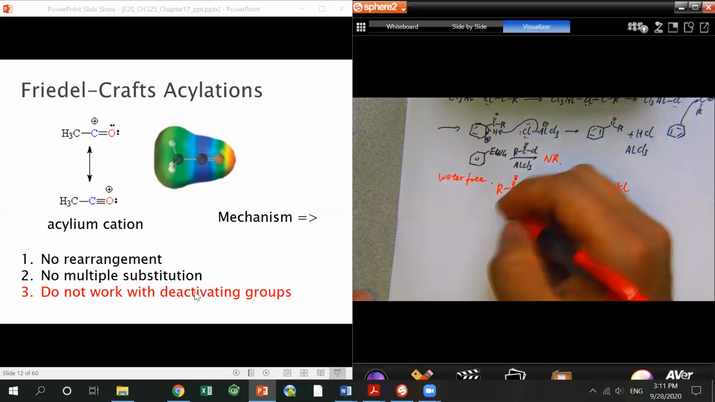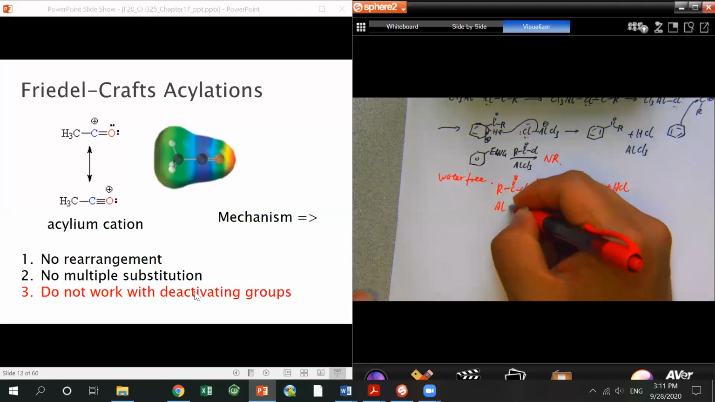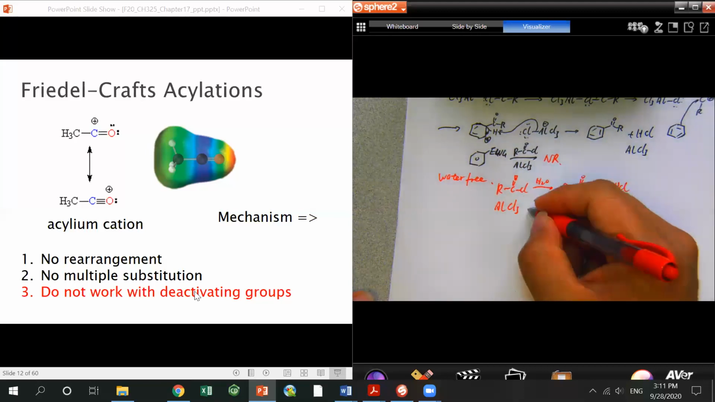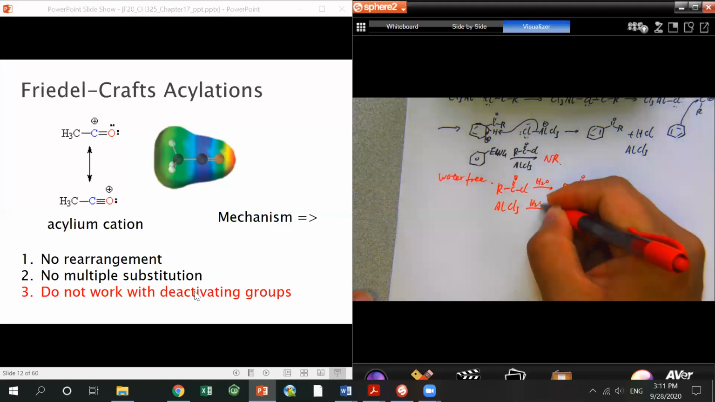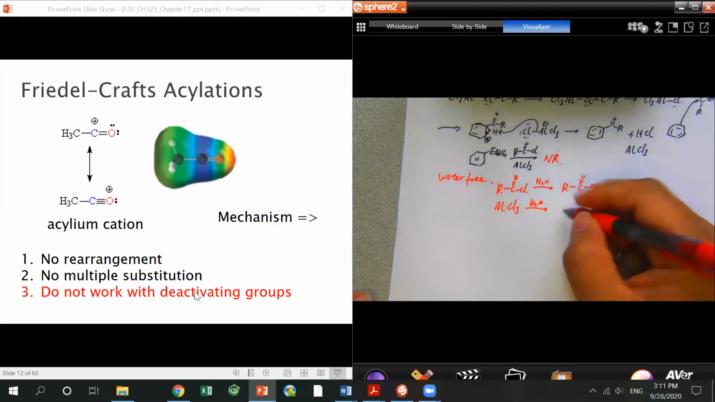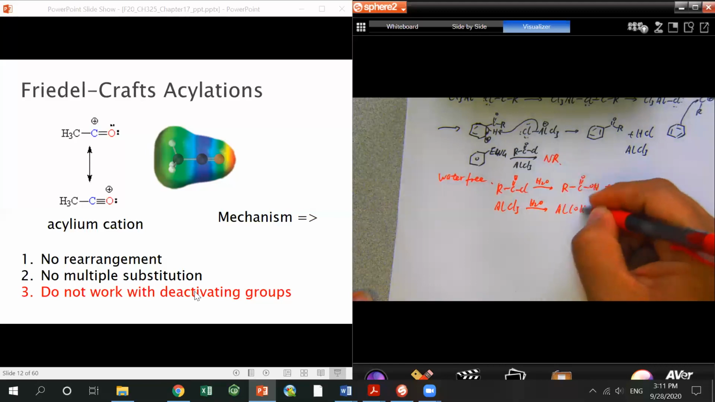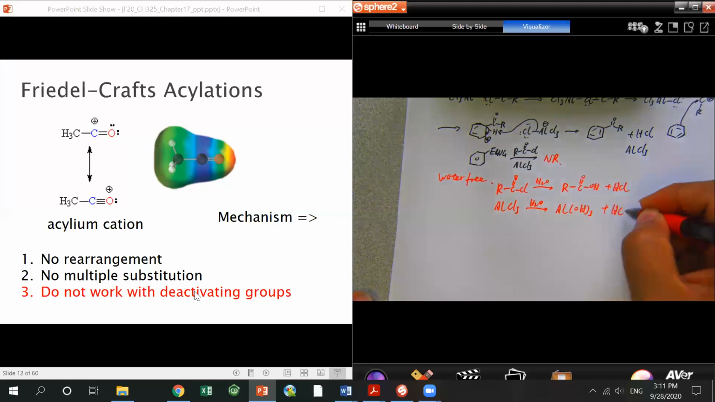And similarly, the aluminum chloride, if you react it with water, also quickly decomposes into aluminum hydroxide and then HCl, 3 HCl.